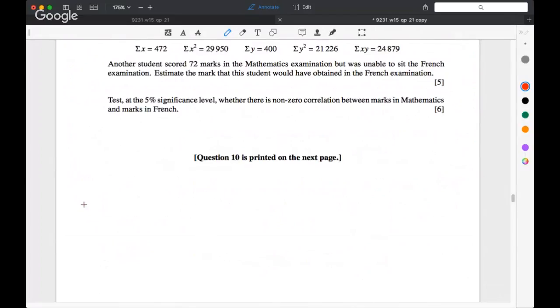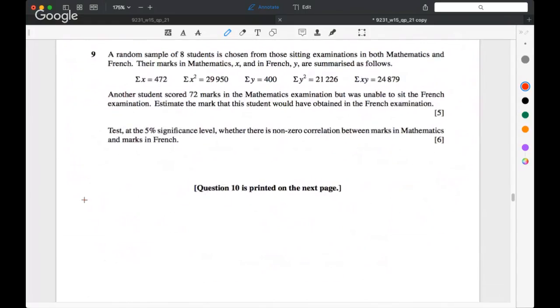Cool. So this is bivariate data. We have 8 students. They sit in maths and French exams. The marks in maths are given by X, and the French marks given by Y, and they're giving you all this data, and they want you to know another student's got 72 in his maths. What do you think he should get in his French examination?